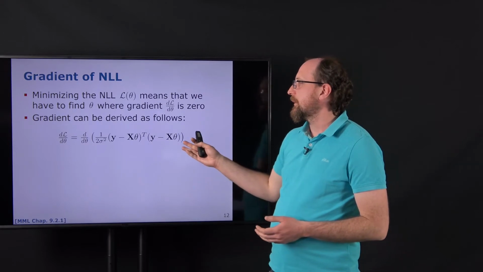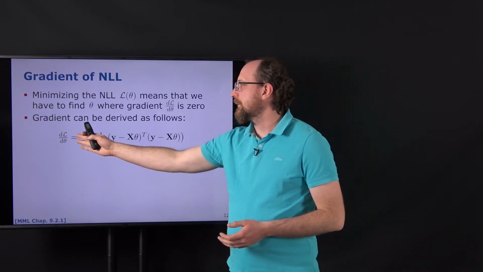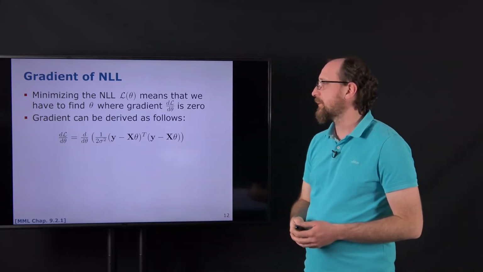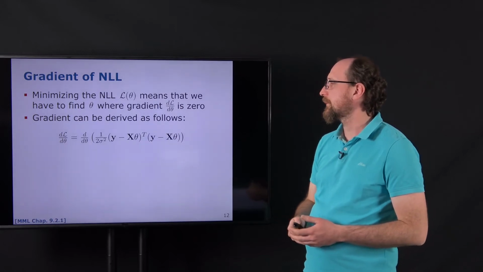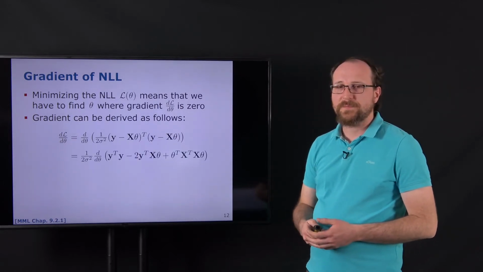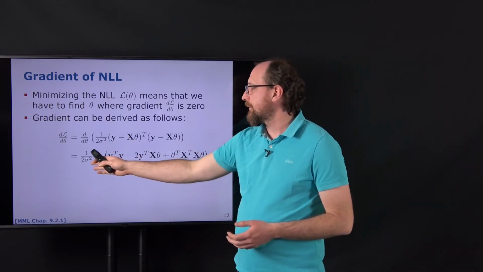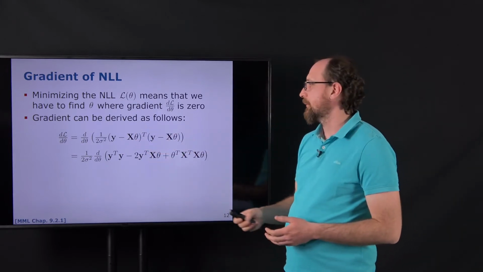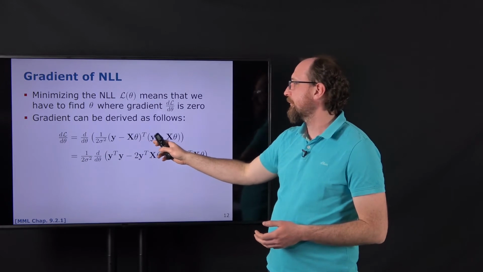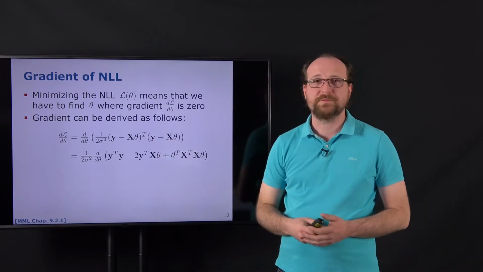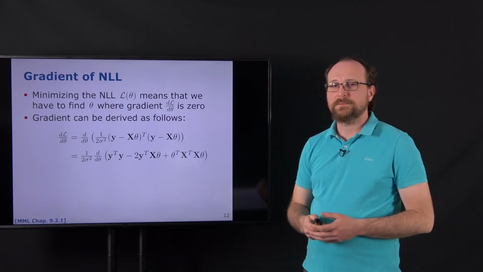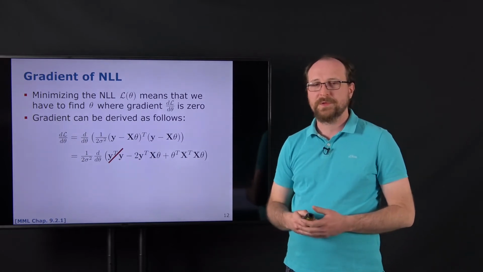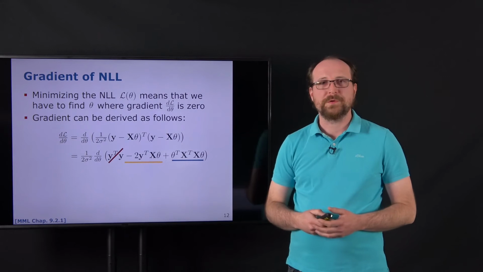We are interested in the gradient of the log likelihood with respect to theta. So we put the derivative in front, and then we have a constant term, so we can just pull this out. The first thing that we do is write out these terms here. So we have y transpose times y, and then the rest of the binomial expansion that we can use here. Since y is independent of theta, we can just drop this, and then we are left with those two terms here.